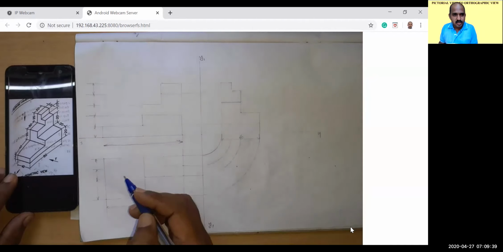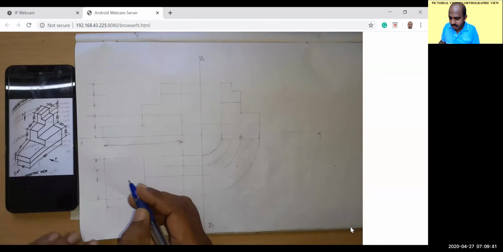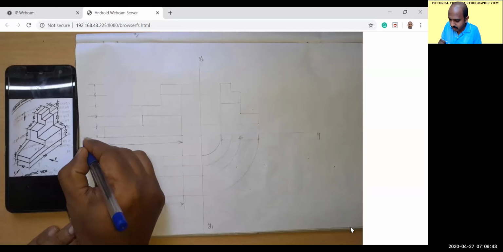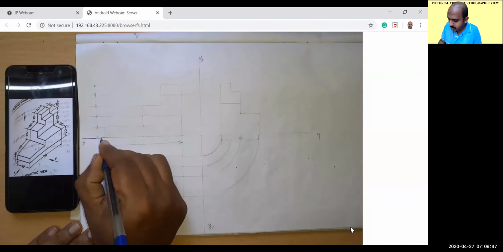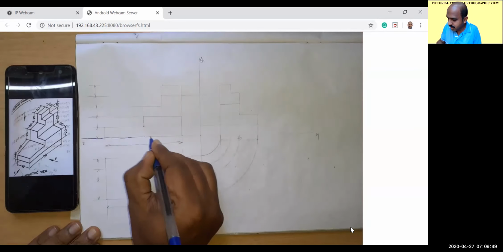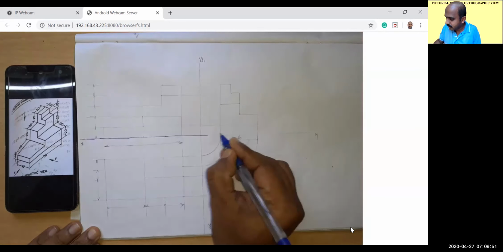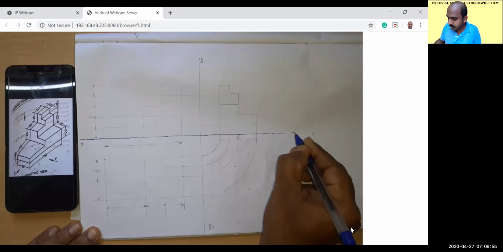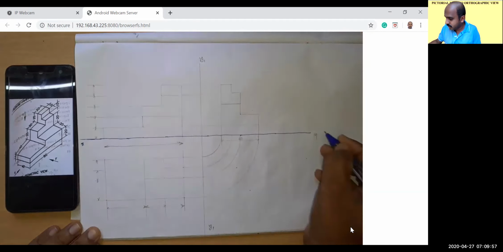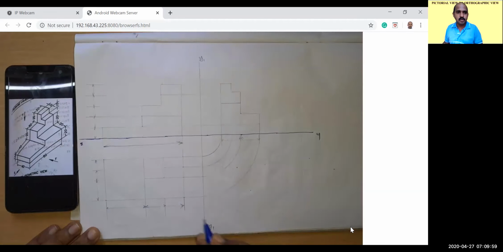Initially you draw the XY line. Please remember, this is using an H pencil. Initially draw the XY line.